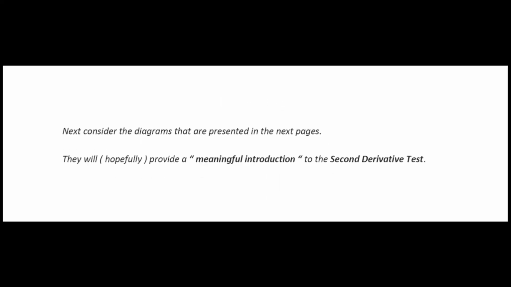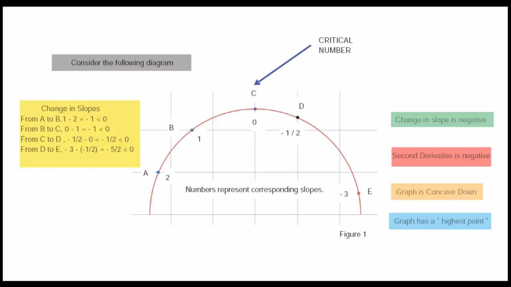We're now going to look at some schematics, some visuals, to see if we can help you understand what's going on. And so when we do unveil the second derivative test, it's not such a shock to you. Hopefully it will make sense. We have in front of us a curve. It's a downward curve, okay? We've labeled points A, B, C, D, and E.